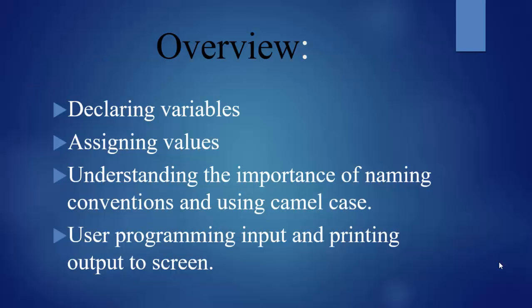The overview of tutorial 3: we learned about declaring values and assigning variables. We introduced string, we introduced integer and operators such as the equal sign. We worked more with the read line and executions. We also understood the importance of naming conventions and using camel case. We also introduced and used user program input and printing output to the screen.